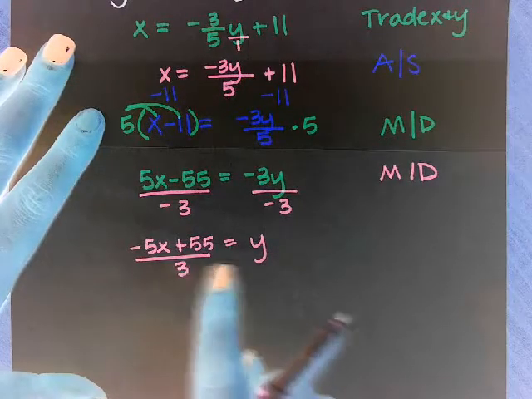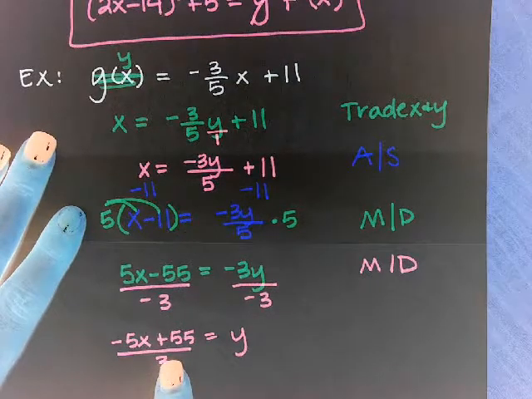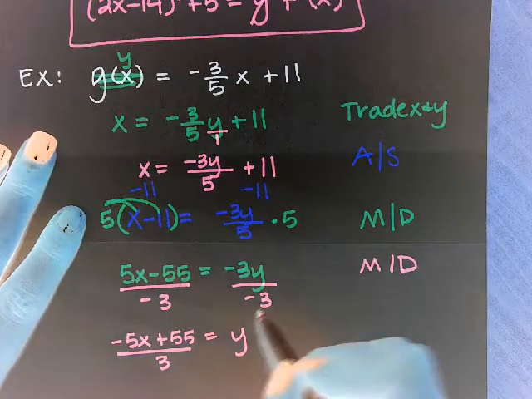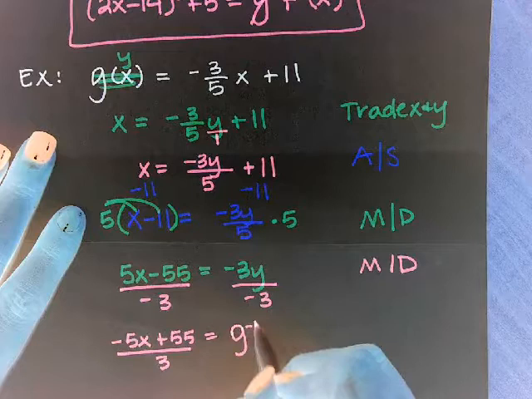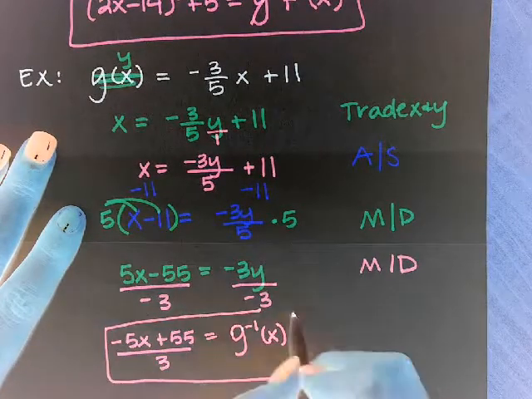Okay, is this the right notation to end our problem on? No, how should we fix it? Yeah, so we're going to say G inverse of X. We're going to change the notation at the end to make it match the beginning.